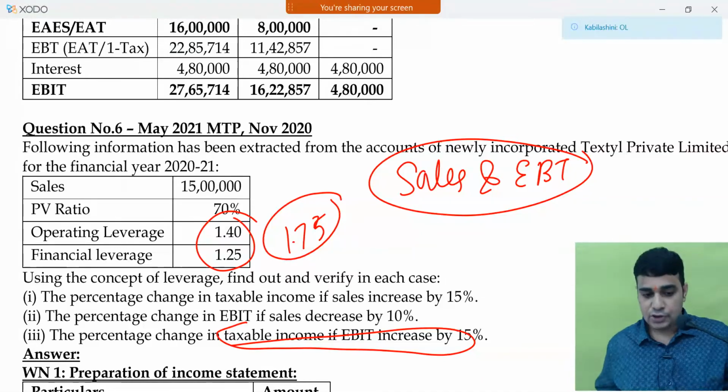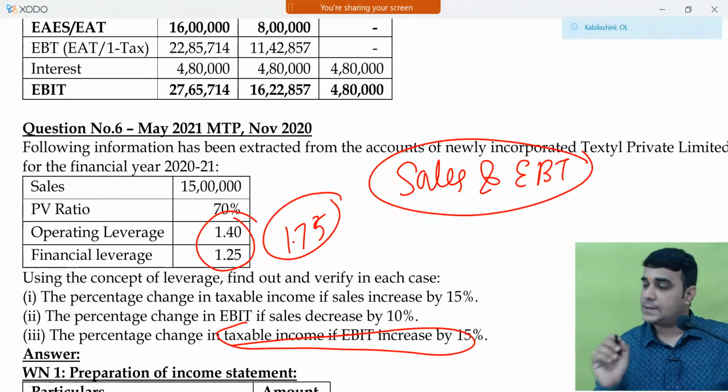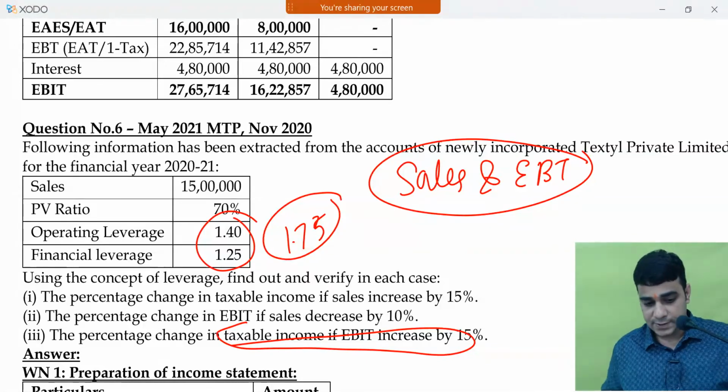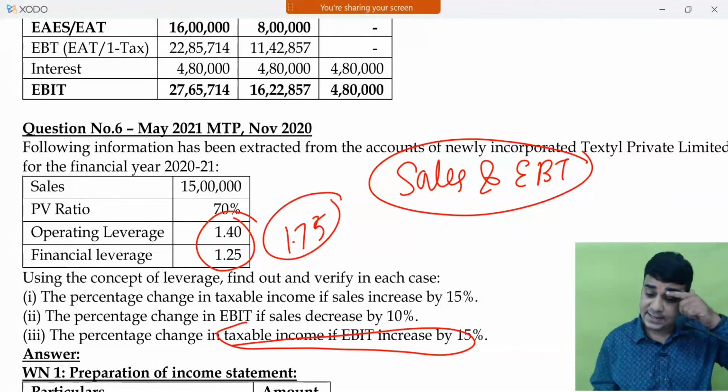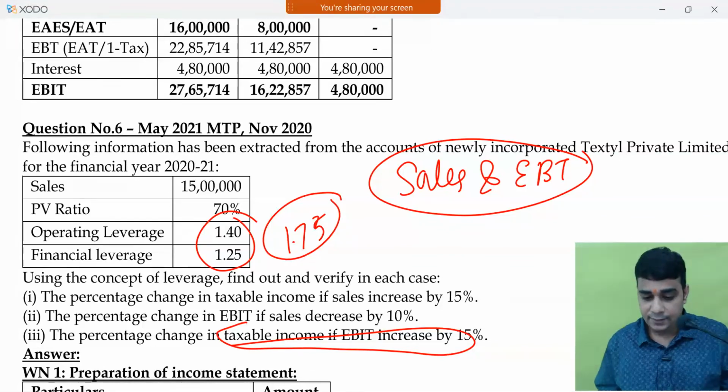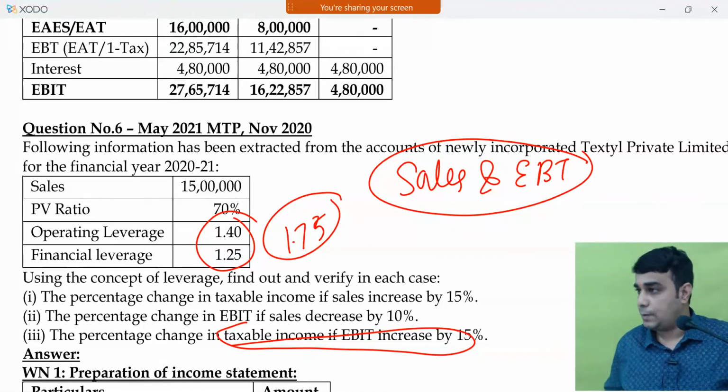Operating leverage is 1.4. This is 10%. So the percentage change in EBIT is equal to 10 into 1.4, which is 14%. Which leverage links EBT and EBIT? Financial leverage. This is 15%, so 15 into 1.25.